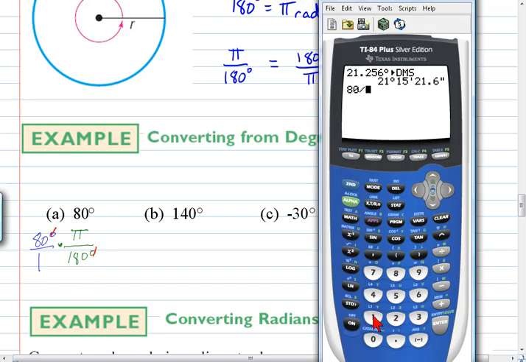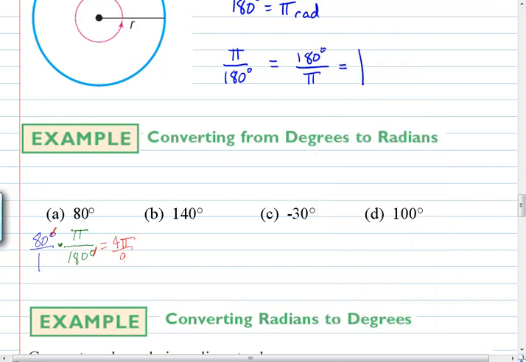You can do this on your calculator so you can get nice fractions. We hit math, enter, and it'll convert this number to a fraction for us. We get 4 pi over 9. Or you could say 4/9 pi. It's the same thing. It'd be 80 pi divided by 180 reduces to 4 pi over 9.